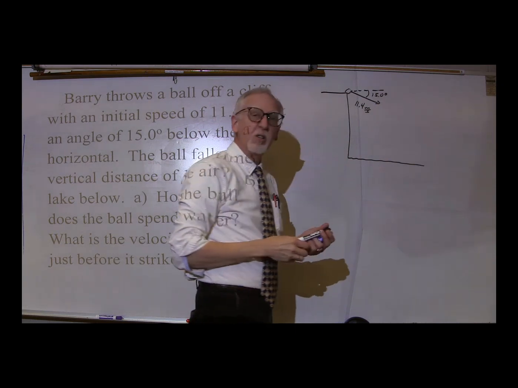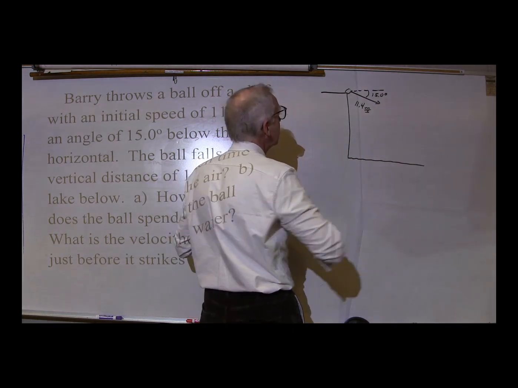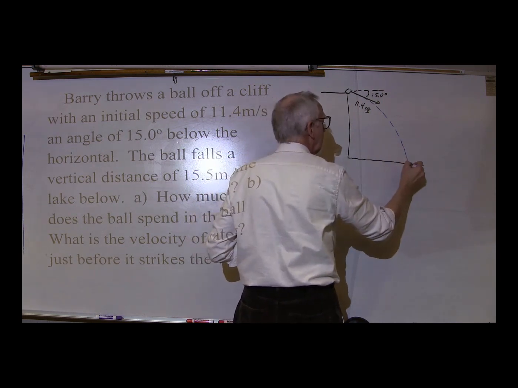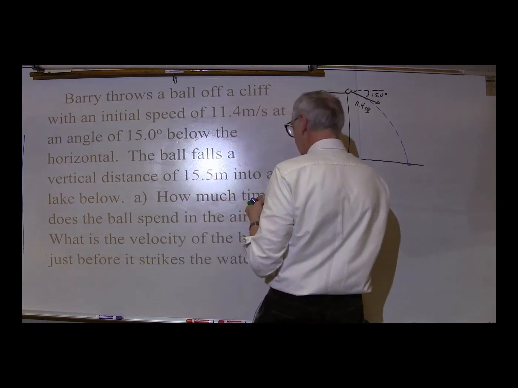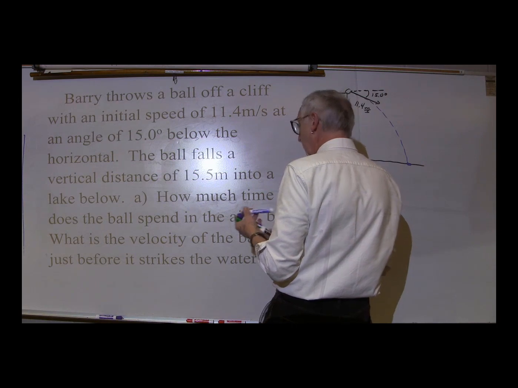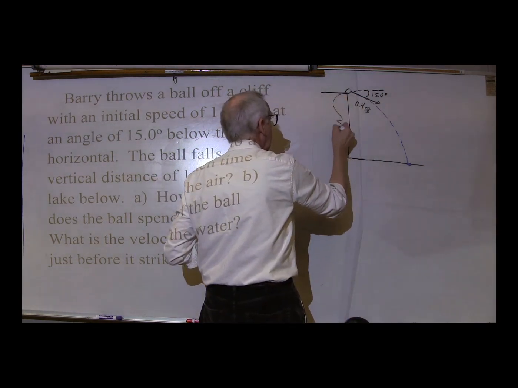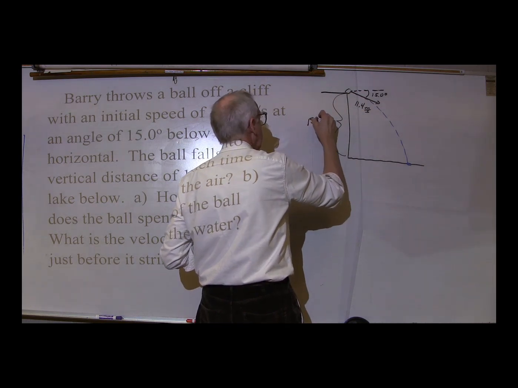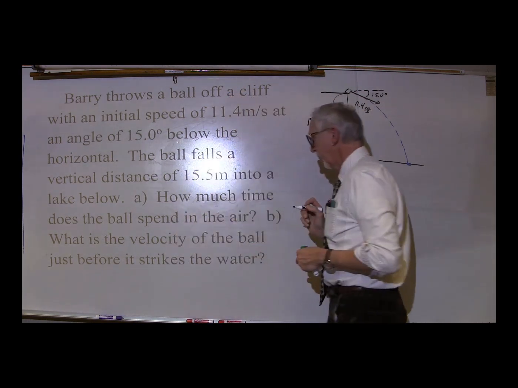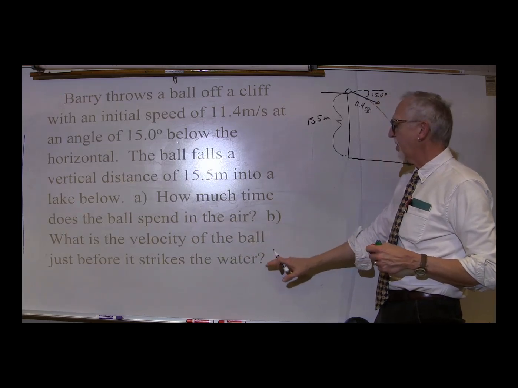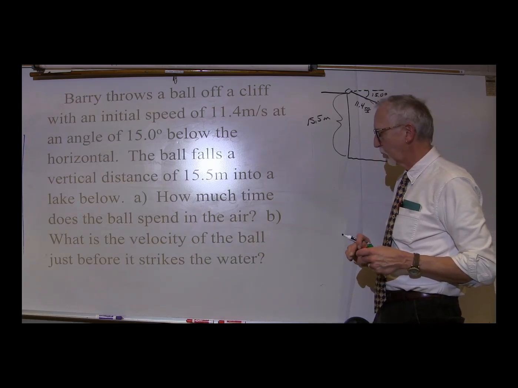So what's the motion going to look like qualitatively? In this case, it's going to come down like that, and go in the water there. The height of the cliff is 15.5 meters, so it's 15.5 meters above, like that. There we go. And then how much time does the ball spend in the air, and what is the velocity of the ball just before it strikes the water?